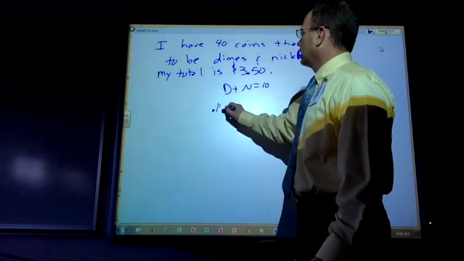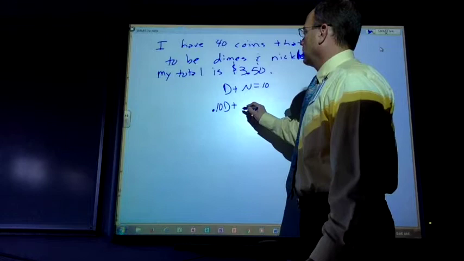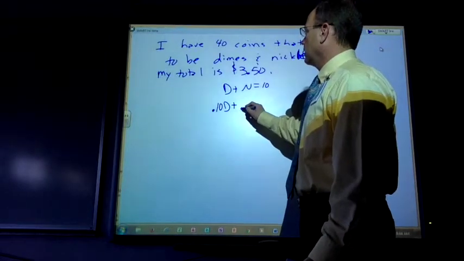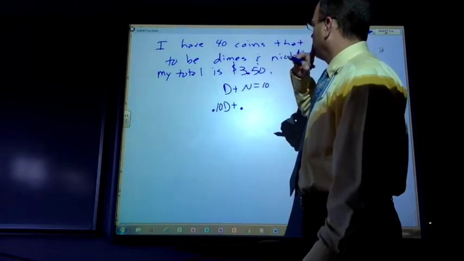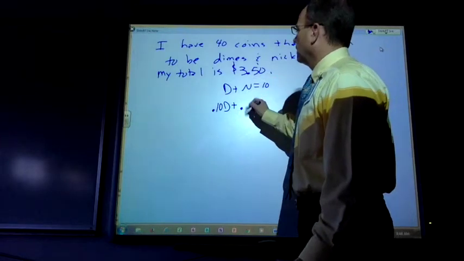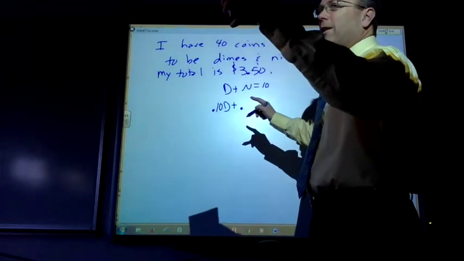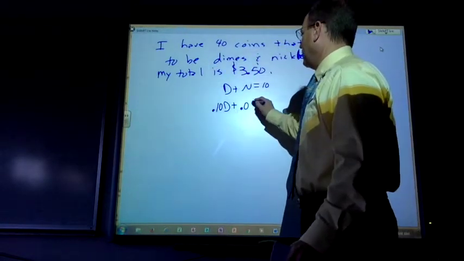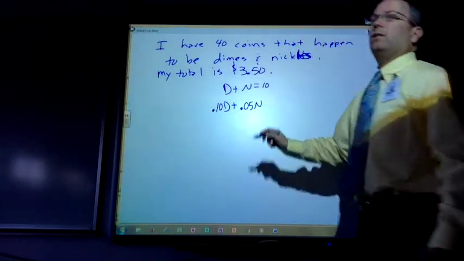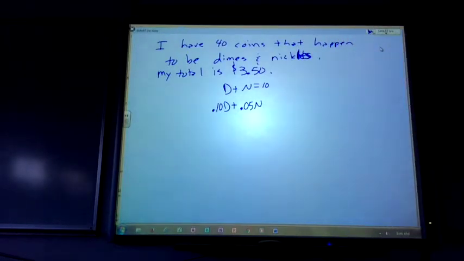Okay, so 10 cents is like this. Point what? Is it 0.5 or is it 0.05? 0.05. And I'll tell you, that's a big spot. A lot of kids will make mistakes. They feel that 0.5 is the same thing as 0.05, and it's not.